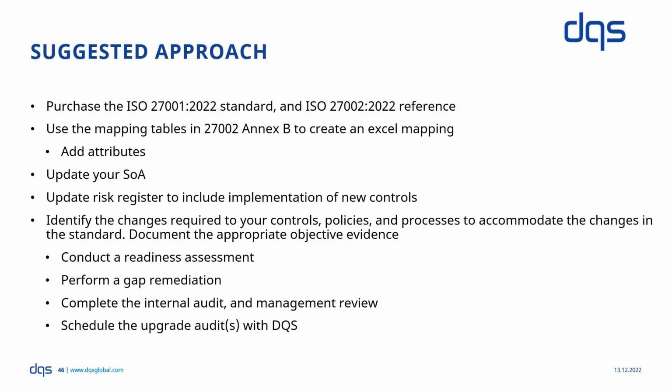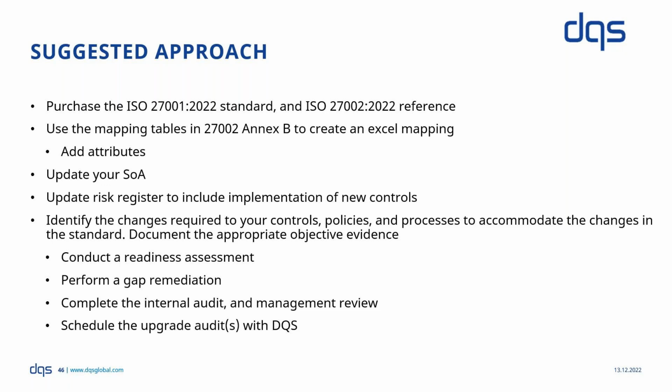My suggested approach would be to begin by purchasing the ISO 27001 and 27002 documents. Use the mapping tables as we saw in these charts to create an Excel mapping sheet, add attributes. Use this information to update your statement of applicability, risk register, and implementation of the new controls.